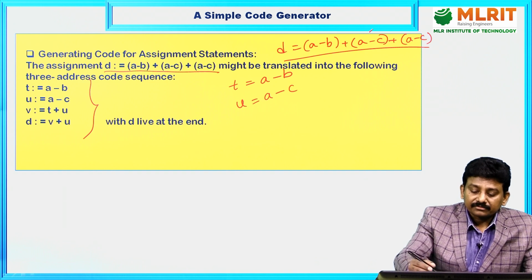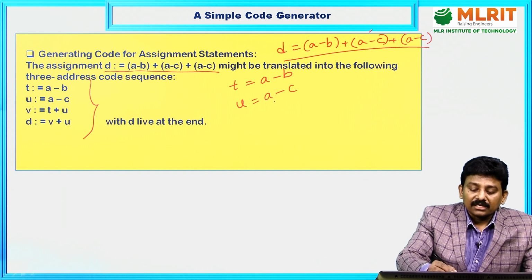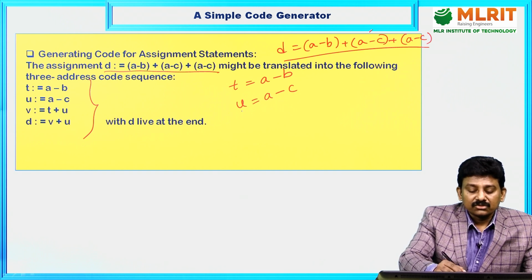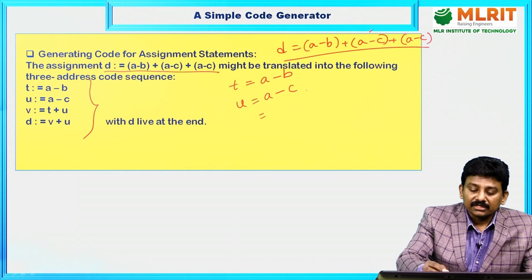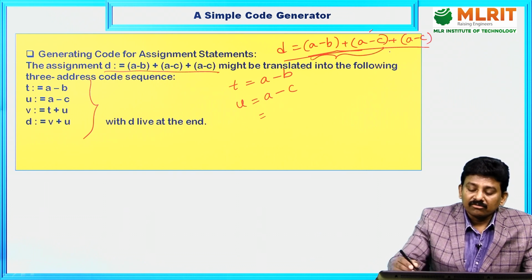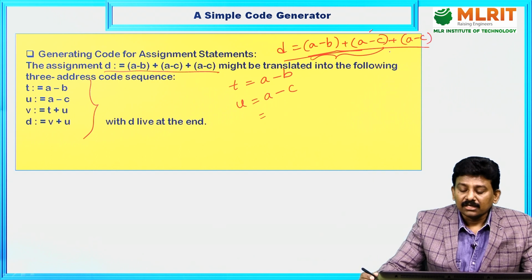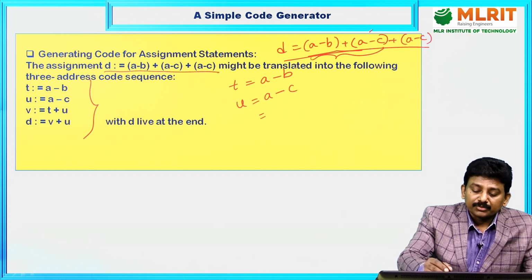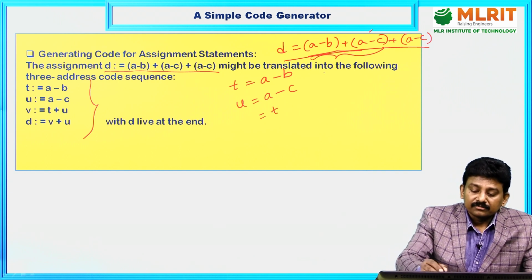For this, a minus c operation, the result of a minus c is stored in u. Then after that, u will contain a minus c, t will contain a minus b. So now we have to evaluate a minus b plus a minus c. A minus b is available in t, plus a minus c is available in u.